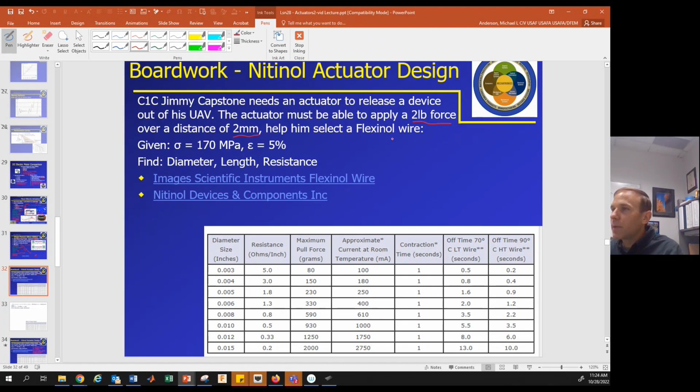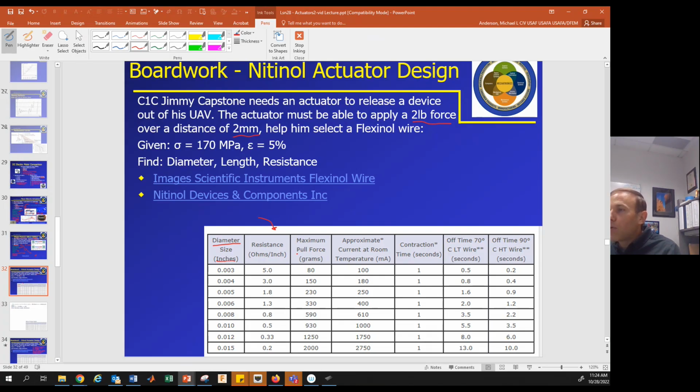So Flexinol is a company that produces shape memory alloy wires. We're going to use these in the lab, and this is their published data. So what we see here, notice things to look at: diameter of the wire. They sell their wires in different diameters, and this is given in inches, which is kind of annoying. We see that for different size wires, the wire has different resistance. Notice resistance goes down as diameter goes up.